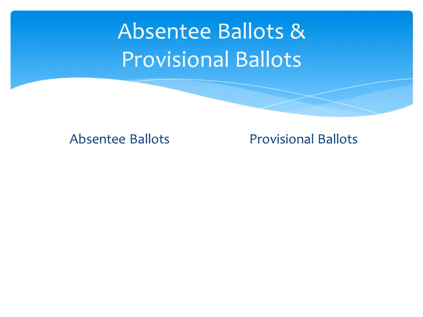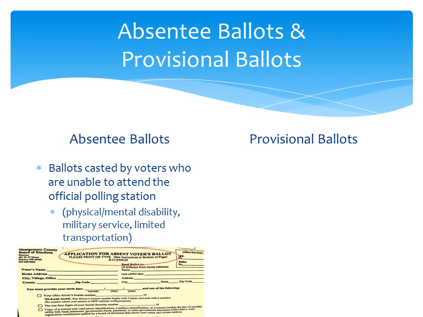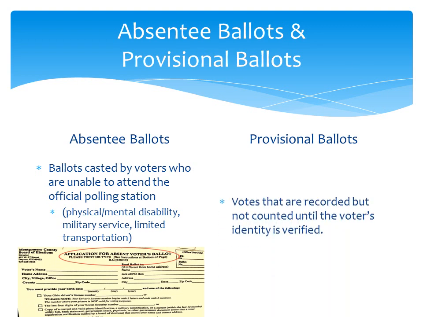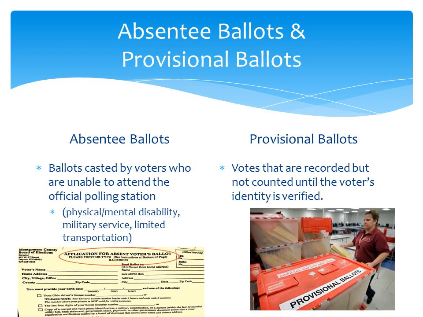Keeping in the tradition of making sure that every American's vote is counted, there are things known as absentee ballots and provisional ballots. An absentee ballot is a ballot that is cast by a voter who will be unable to attend their official polling station on Election Day. This could be for the reason of physical or mental disability, service in the military overseas, or limited means of transportation. Provisional ballots are ballots that are cast by voters who do show up on Election Day, but are not able to verify their identification. They cast their vote, and the vote is later counted once the person's identity can be verified.